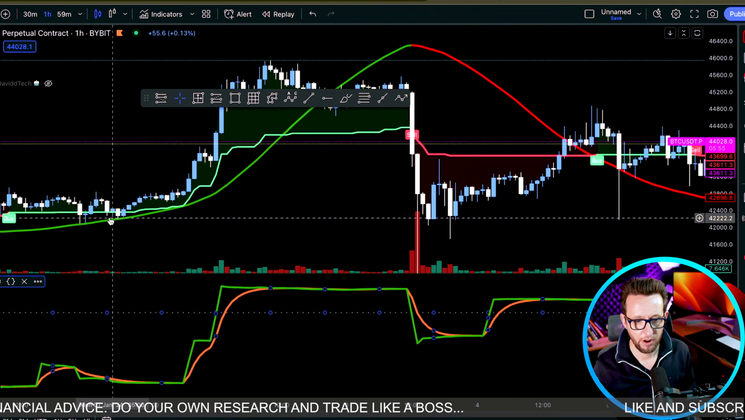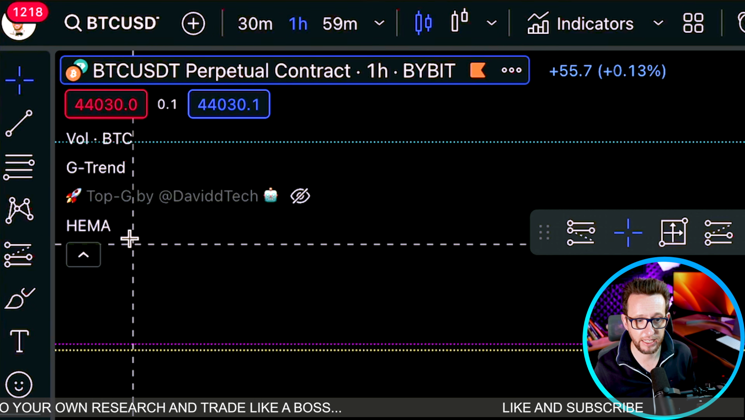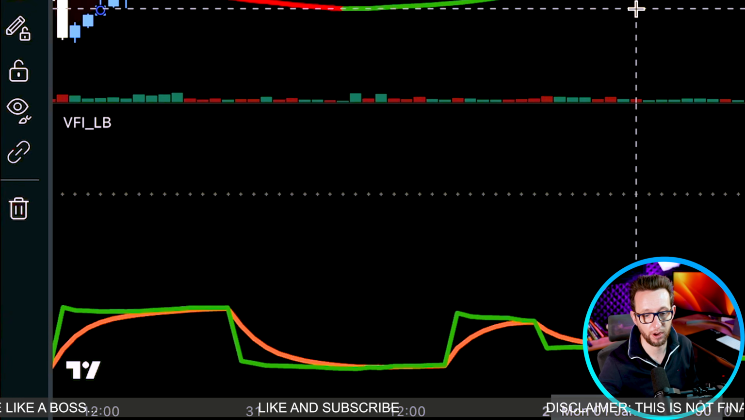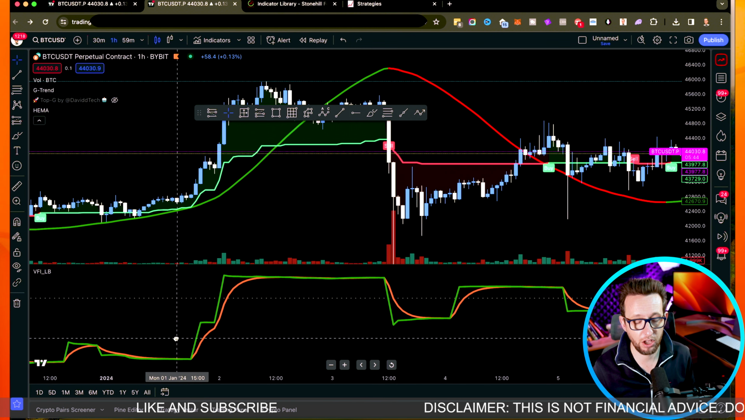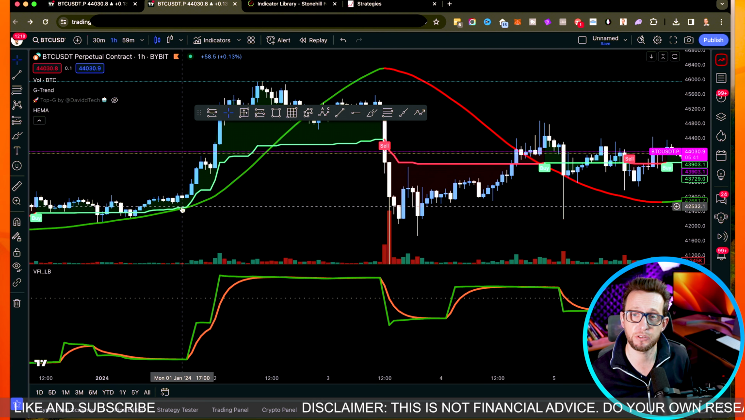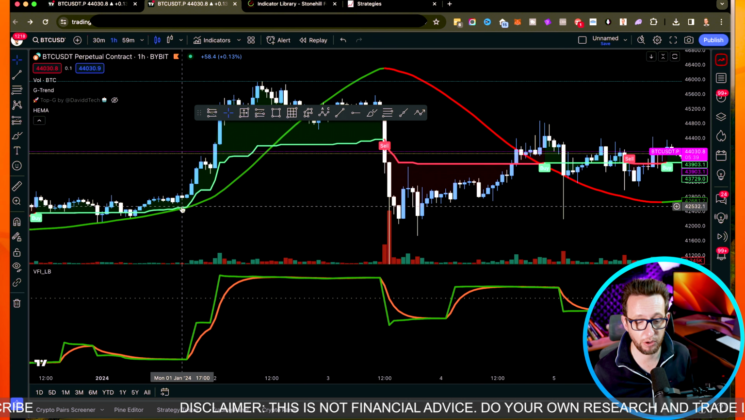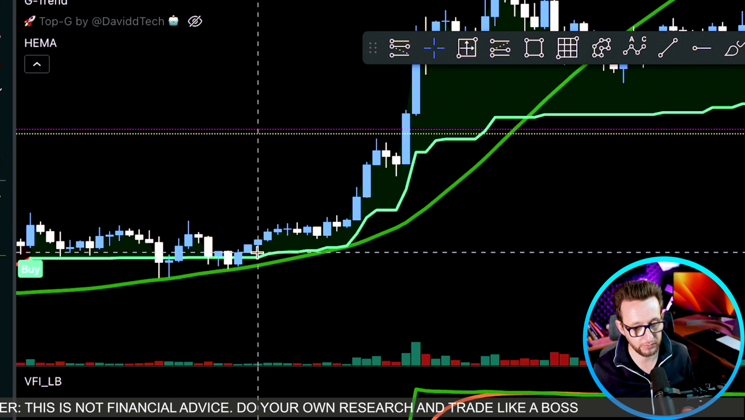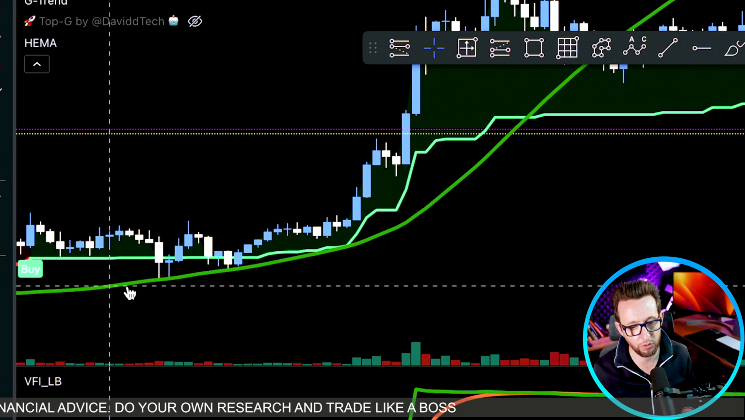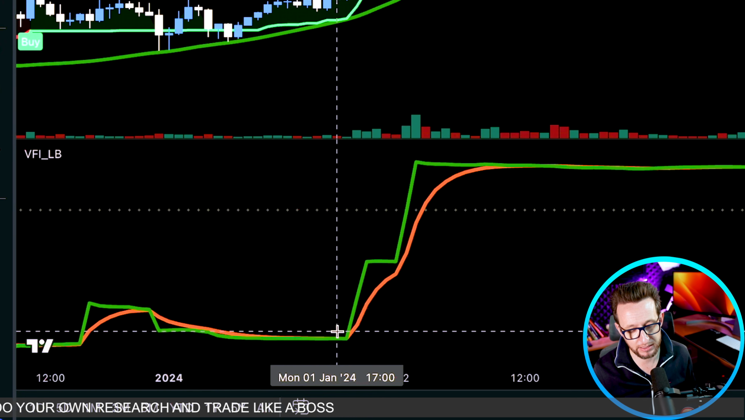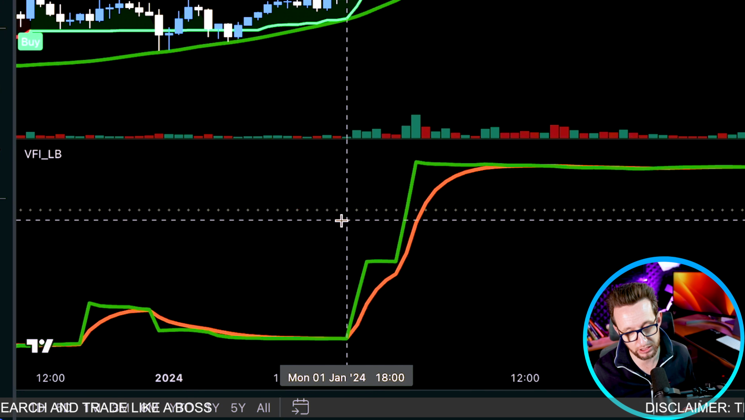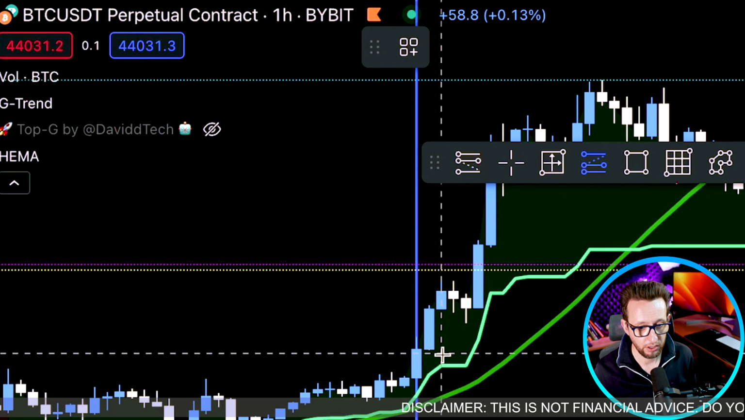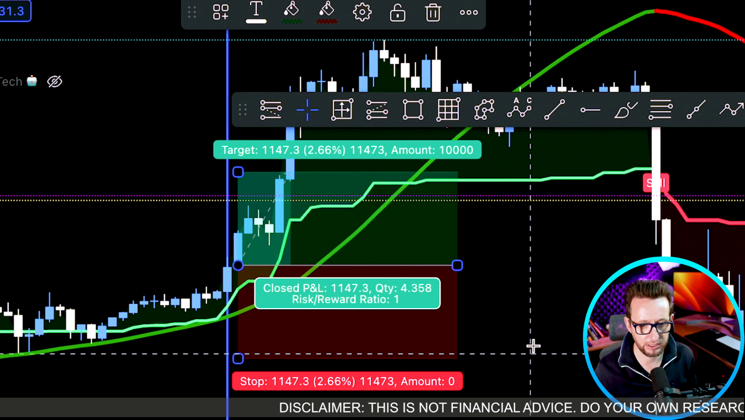Okay, so these are the three indicators that we're going to be using. Once again, it's the G-Trend, we have the HEMA, and we have the Volume Flow. We're looking for everything to line up to take our entries, and then we're going to be using another indicator, which I'll show you in a second, for the stop loss and take profits. Let's have a look here. Okay, so we have our green G-Trend here. We have also our green line for the HEMA. We're waiting for the orange line to go under the green line just like this, which would have given us our entry just here. So we're going to take our entry on the next candle just here, just like that.